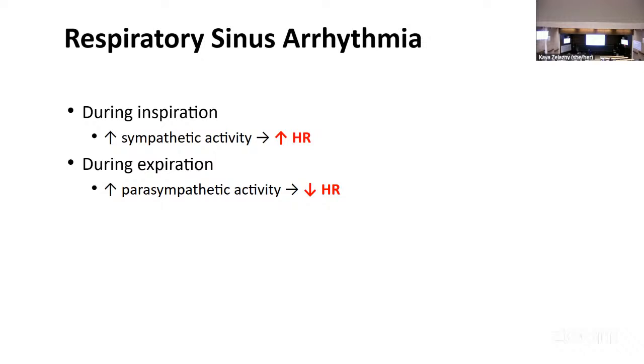So the sympathetic branch of your autonomic nervous system is upregulated, which means your heart rate also goes up a bit. And the opposite happens when you breathe out, right? During expiration, your parasympathetic activity increases instead, so you see a drop in heart rate. This is why it would count as an arrhythmia. An arrhythmia is an abnormal change to your heart rate, right?